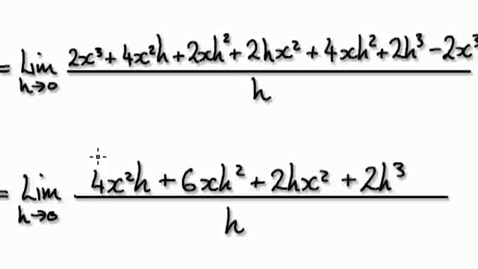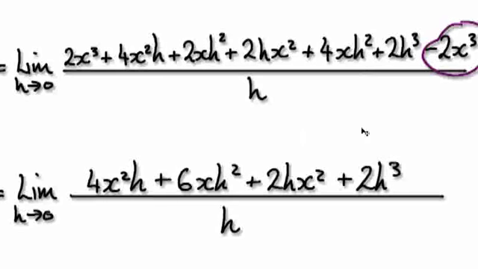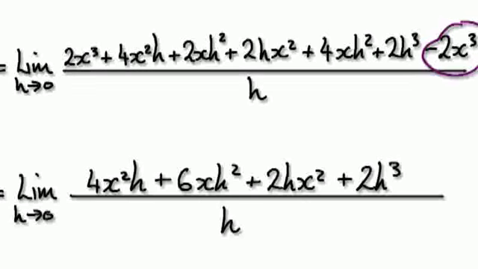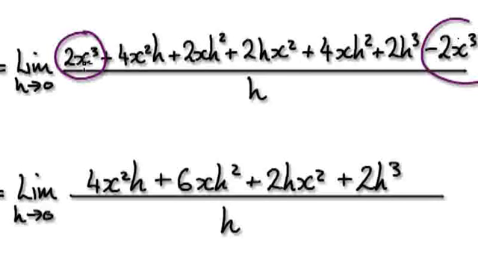So what next? Let me think. Okay. So here you've got minus 2x to the power of 3. Let me move this across here so you can see. Okay. Bear with me. So here you've got 2x to the power of 3. Here you've got minus 2x to the power of 3. These two will cancel out.